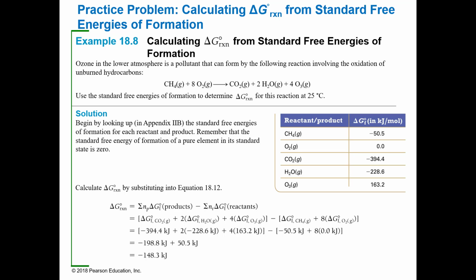Yeah, a negative minus a negative makes that a positive 50.5 kilojoules. All right. We add these two things together, we get negative 148.3 kilojoules. So what you should know at this point is this reaction is spontaneous. It's a spontaneous reaction because delta G, the standard Gibbs free energy of this reaction, is negative. So we know it's a spontaneous reaction.